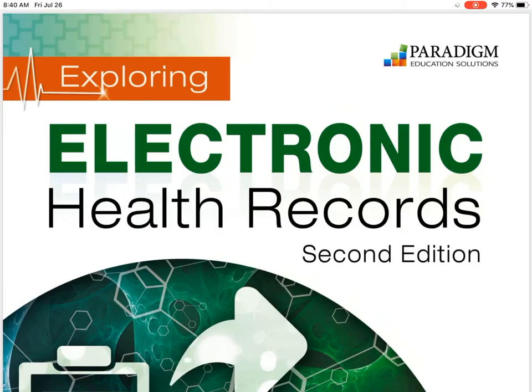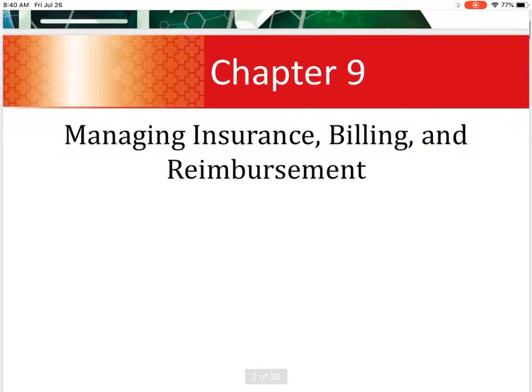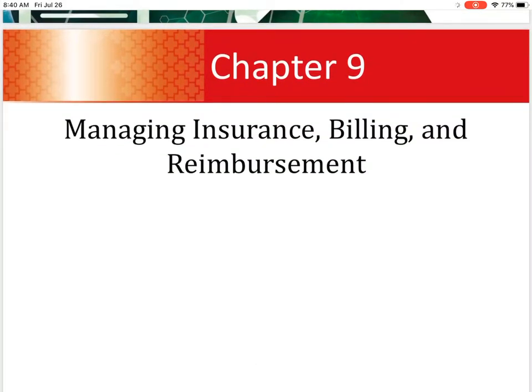All right, so moving over to page 226. As with any business, to be successful, a healthcare organization must be financially stable. The financial stability of a healthcare organization results from the careful management of the health insurance, billing, and reimbursement process. In this chapter, we're going to explore the concepts of health insurance, billing, and reimbursement, and the role of the EHR in managing those transactions.